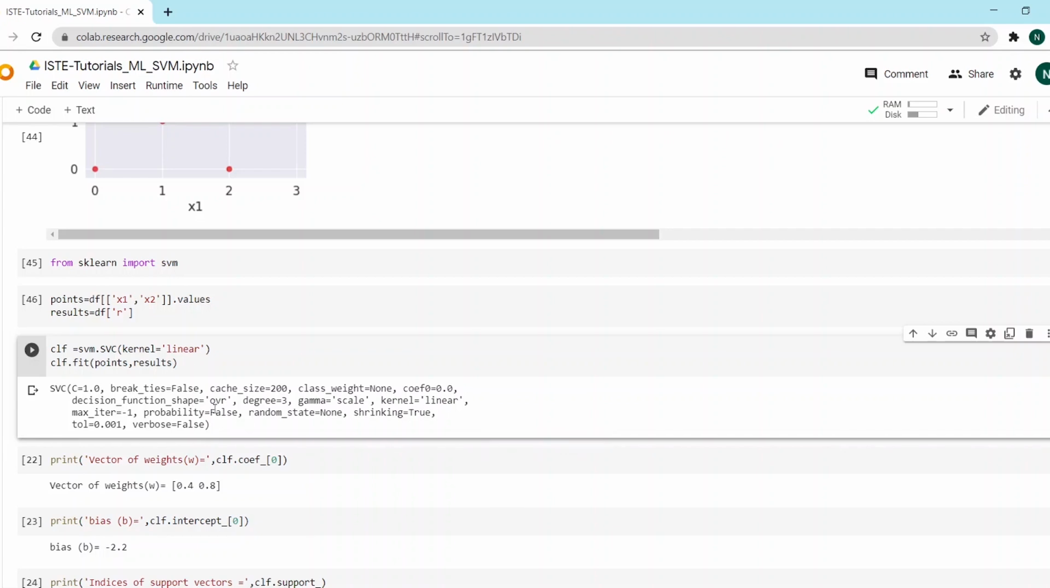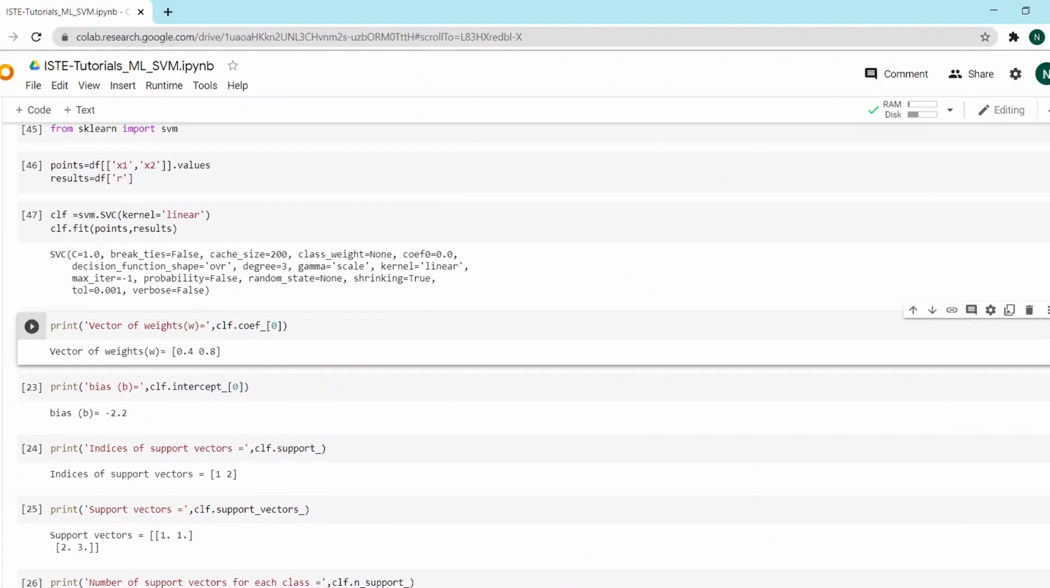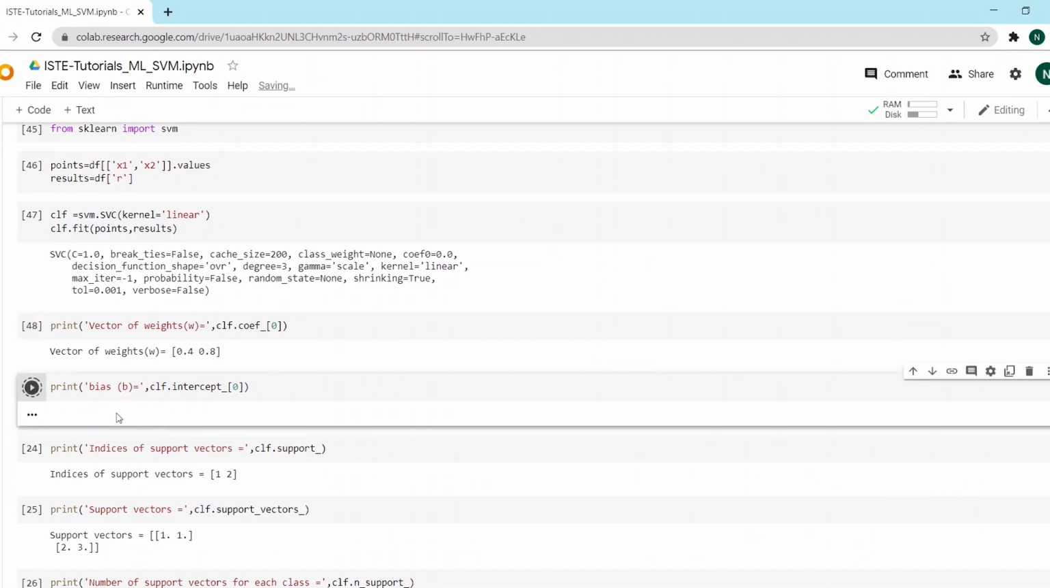Now the outputs you can look at on your own. You can go to the documentation, that's what I prefer. Now let's print the weights of the vector that we got after training. Here it's showing 0.4, 0.8. This is the weight vector, right? The bias is minus 2.2. This is the weight and bias associated with the hyperplane, right? So we have the equation of the hyperplane as w x plus b equals 0, right?